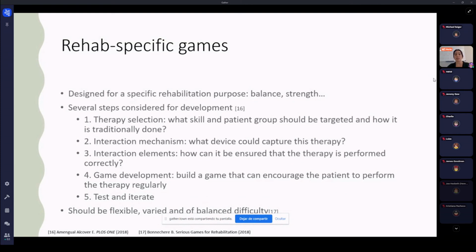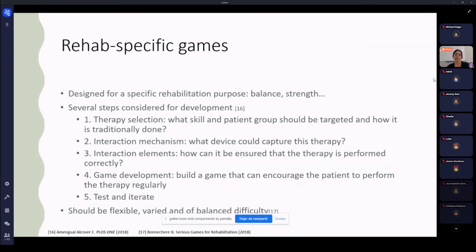The second one would be the interaction mechanism. So what device can actually capture this therapy? What controller should I be using? The third one is the interaction element. So how can I ensure that this particular therapy is performed correctly? How can I ensure that the patient is not compensating by moving their trunk where they should be moving only the elbow? The fourth step would be the actual game development. So building a game that can encourage the patient to perform this particular therapy regularly and in an enjoyable manner. And finally, test the prototype at this stage and then keep iterating with the therapist in the loop.